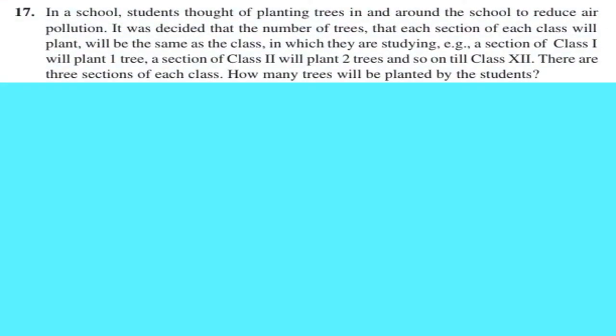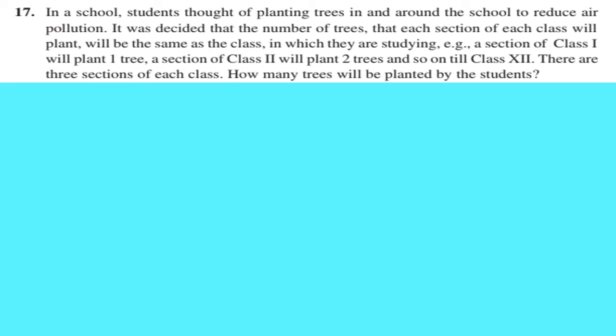Question number 17. In a school, students thought of planting trees in and around the school to reduce air pollution. It was decided that the number of trees that each section of each class will plant will be the same as the class in which they are studying. For example, a section of class 1 will plant 1 tree, a section of class 2 will plant 2 trees, and so on till class 12. There are 3 sections of each class. How many trees will be planted by the students?